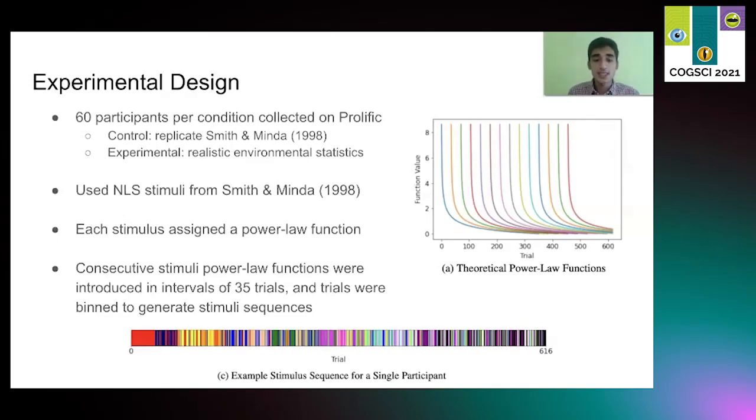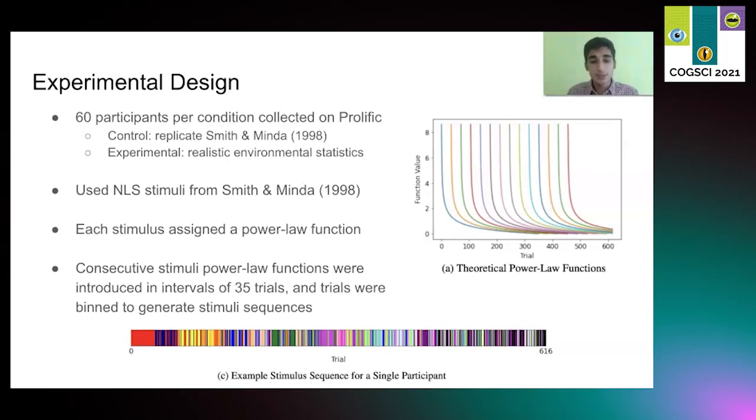Then we generated a sequence of stimuli by binning the trials into bins of 35 trials and generating a probability distribution for the bin based on the relative values of the different power law functions over the trials in the bin. Then we sampled the size of the bin times from this distribution to create the stimuli sequence for that bin, and concatenated these sequences together to generate the sequence for the entire experiment.